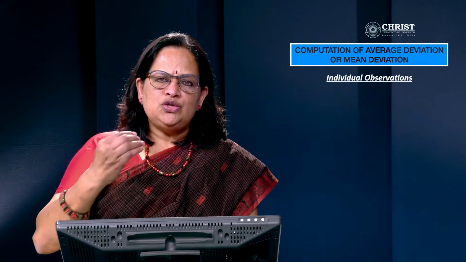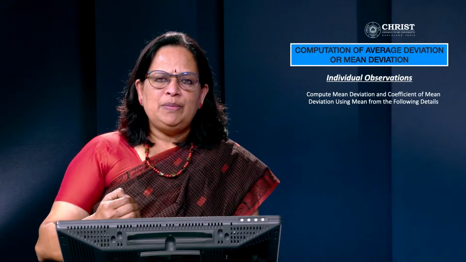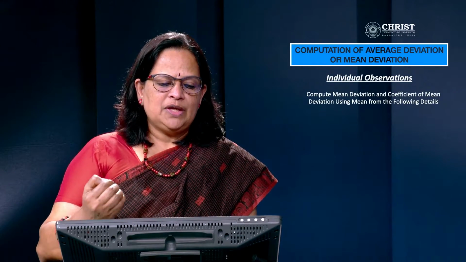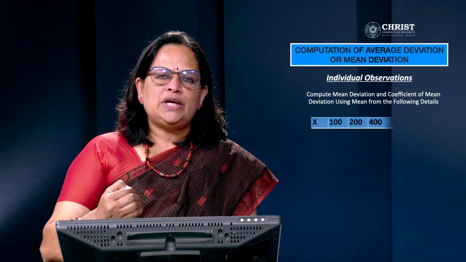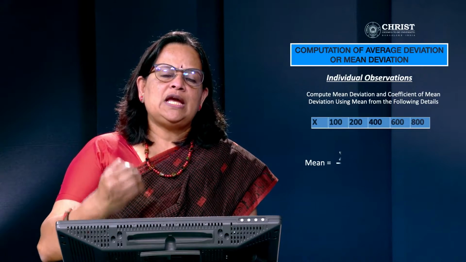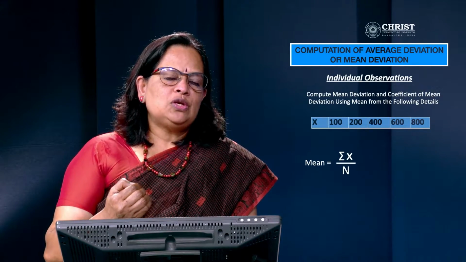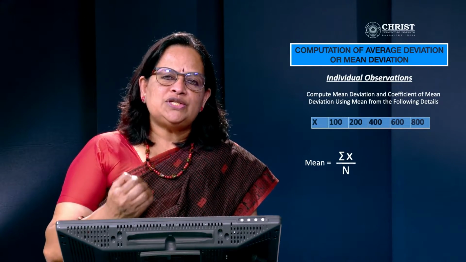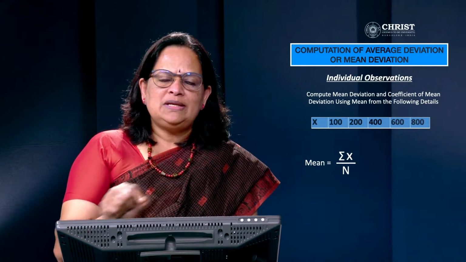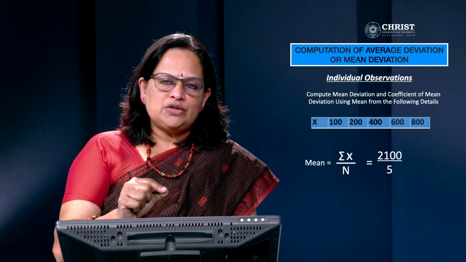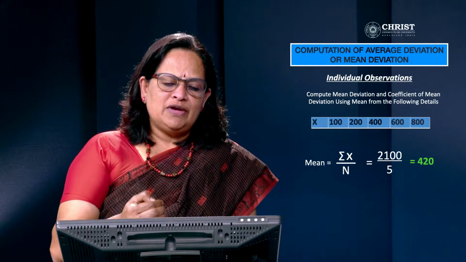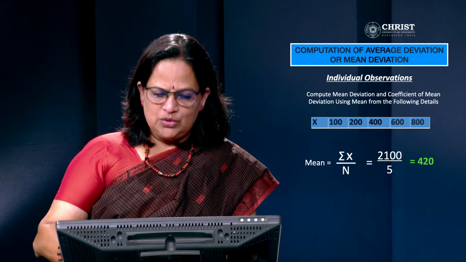Now, see the individual observation problem: compute mean deviation and coefficient of mean deviation using the following details. x values 100, 200, 400, 600 and 800. As the first step, we have to calculate the mean. Mean for individual observation is sigma x divided by n. Sigma x is the total of all the x values, that is 2100. N is the number of observations. So, 2100 divided by 5, you get 420.